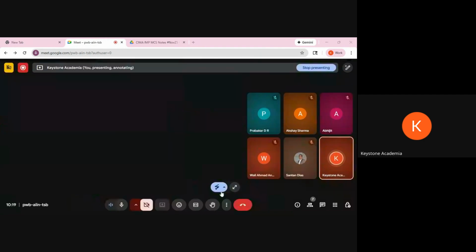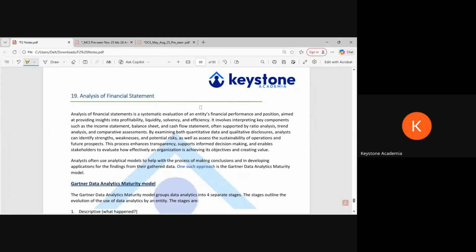Okay. So the same logic is mentioned in this particular chapter. The last one is analyzing financial statement. Analysis of financial statement is systematic evaluation of an entity's financial performance and position aimed at providing insight into profitability, liquidity, solvency, and efficiency. We need to get more information just from the financial things. Like we do ratios, and every stakeholder is looking for different ratios.